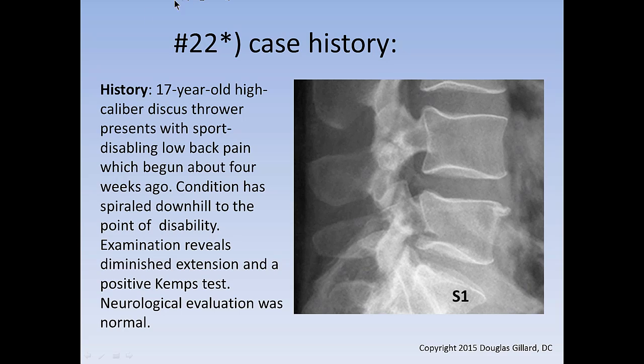Okay, let's do another one here. So we have a 17-year-old high caliber discus thrower. So great discus thrower. Presents with sports disabling low back pain, which began about 4 weeks ago. Condition has spiraled downhill to the point of disability. Examination reveals diminished extension and a positive Kemp's test. Neurological evaluation was normal. And here's the radiograph that you took that day.